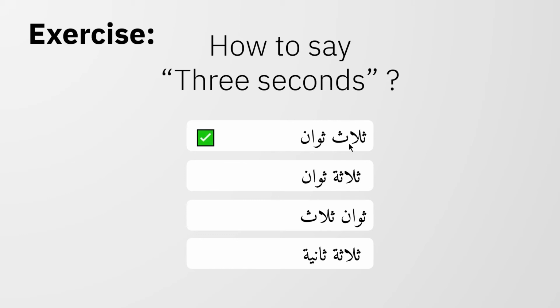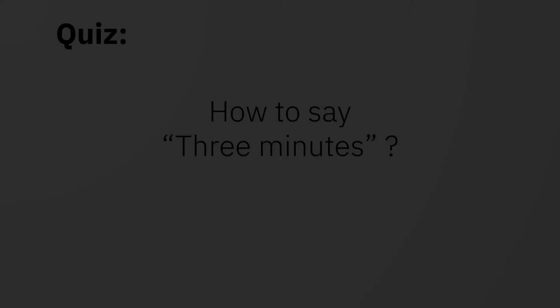Yes, the first one is correct. The noun is in the plural form and the genders are opposite. What about ثلاثة ثوان? No, it's incorrect, since the gender matches. ثوان ثلاثة is correct. The order is not important. How about ثلاثة ثانية? It's wrong, because the noun is in the singular form, and we need to change it to the plural form.